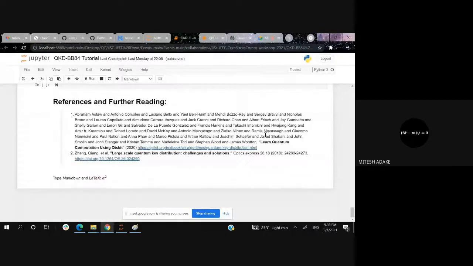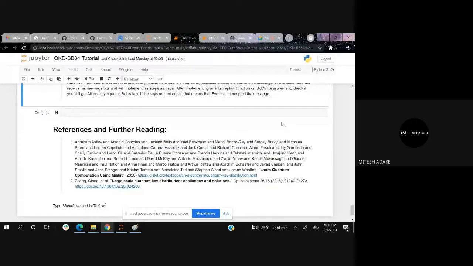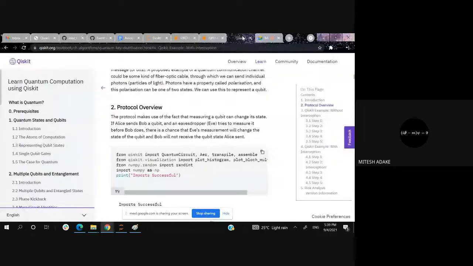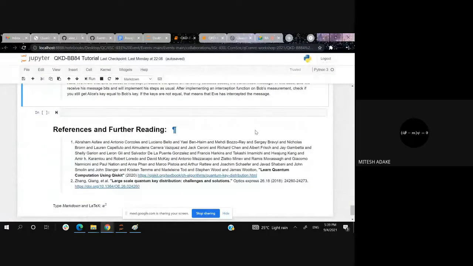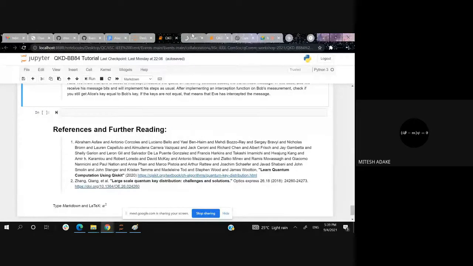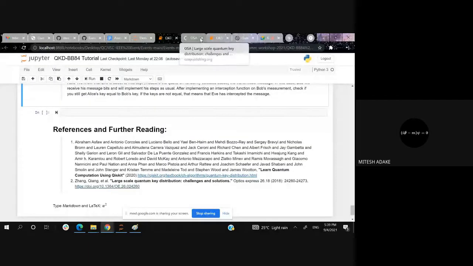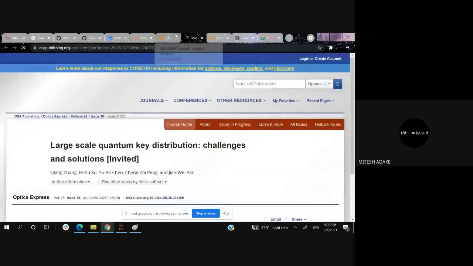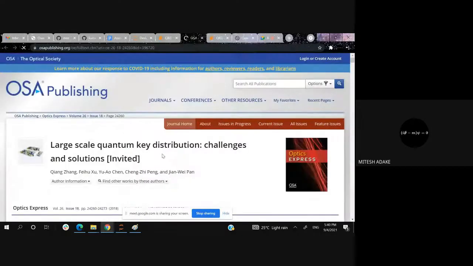And so finally, if I were you and starting with QKD, I would recommend you to start with the Qiskit textbook. And here is another implementation if you're really interested in implementing it at a large scale or industrial level. This paper is really a nice paper, and you can look at it. So this is a large scale implementation of QKD.